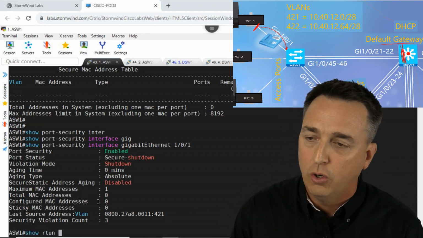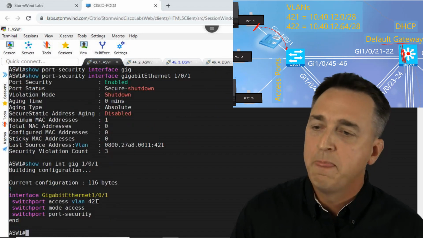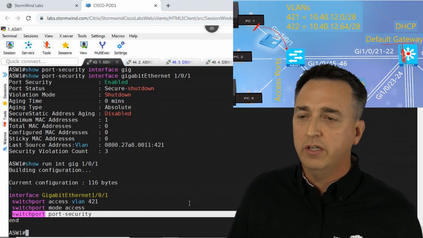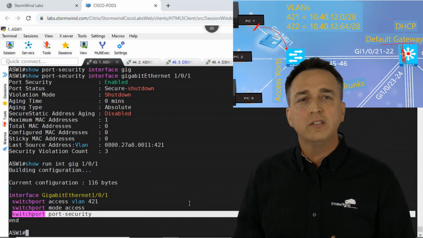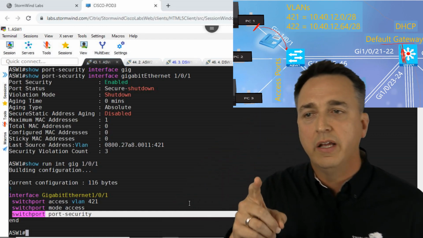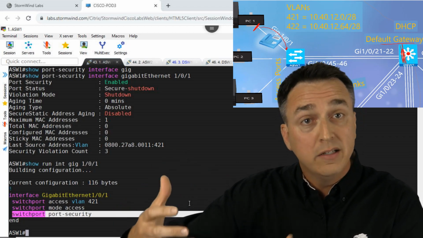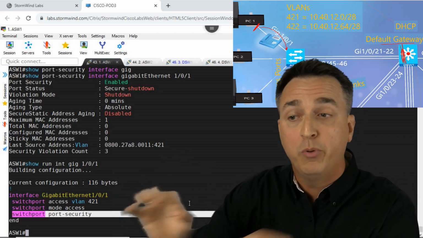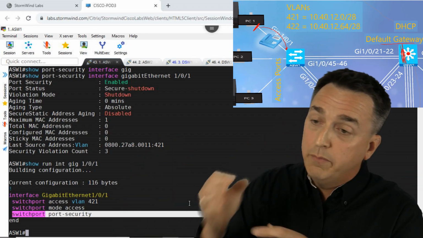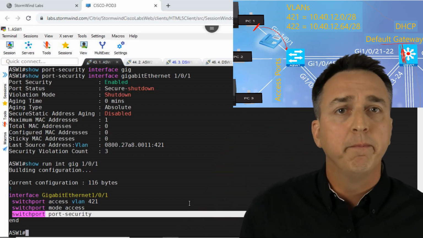So now let's type in show run interface gigabit Ethernet 1/0/1. And you'll see here, folks, that it says switchport port-security. Well, where's the rest of the config? You always have to remember this about the running config: default values don't show up. That's right. Default values don't show up when you type in show running-config. So with that in mind, we need to realize what the defaults are. Well, the default would be maximum 1.